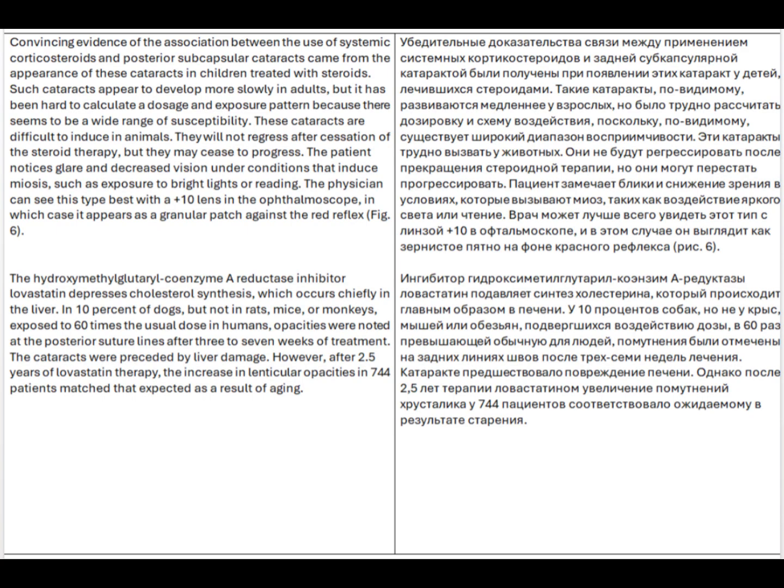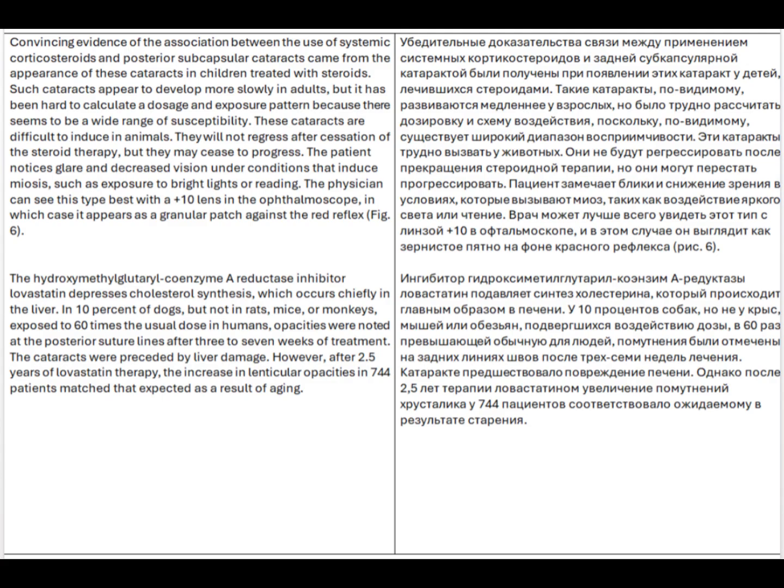Convincing evidence of the association between the use of systemic corticosteroids and posterior subcapsular cataracts came from the appearance of these cataracts in children treated with steroids. Such cataracts appear to develop more slowly in adults, but it has been hard to calculate a dosage and exposure pattern because there seems to be a wide range of susceptibility. These cataracts are difficult to induce in animals. They will not regress after cessation of the steroid therapy, but they may cease to progress.